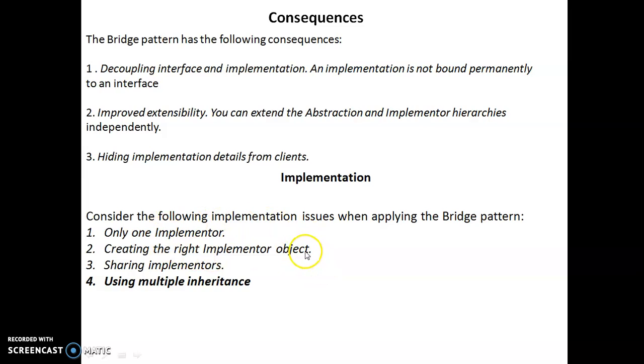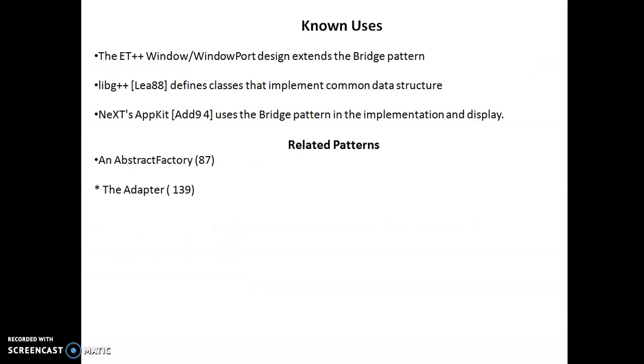If you are using the right implementer object, one object may fulfill your needs. Sharing implementers: when you are sharing the implementers, you can accomplish the task using multiple inheritance. Multiple inheritance is required because more classes are there. So then you can use that. Known uses: in ET++ Windows, this concept is used. LIGB++ also uses it. Some of the related patterns which you can come across are abstract factory and adapter.